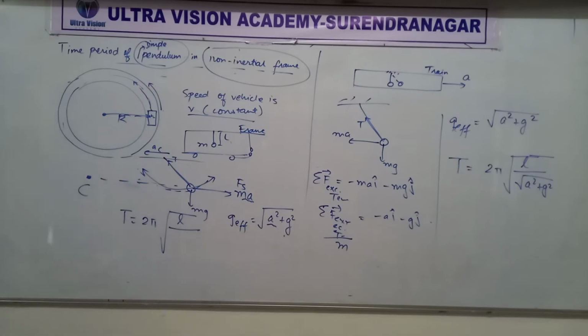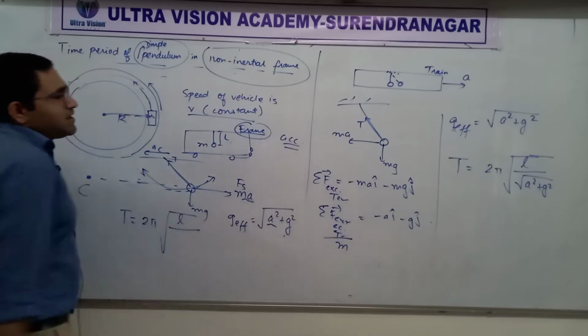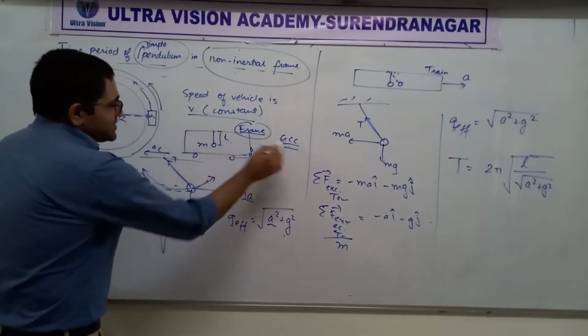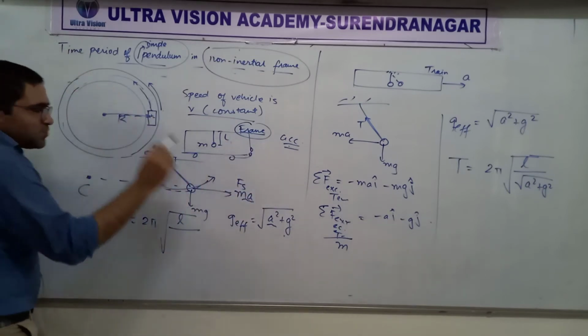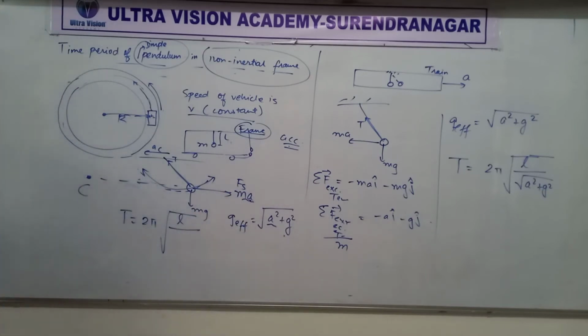Is it that tough? This a is the frame's acceleration, isn't it? The a is the frame's acceleration. Yes, Amit, correct, well done. This a is the frame's acceleration and the frame is moving in a circle. So what do you think is the value or formula of this a? What do you think is the formula of that a?